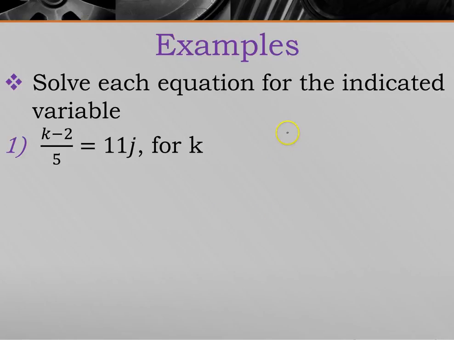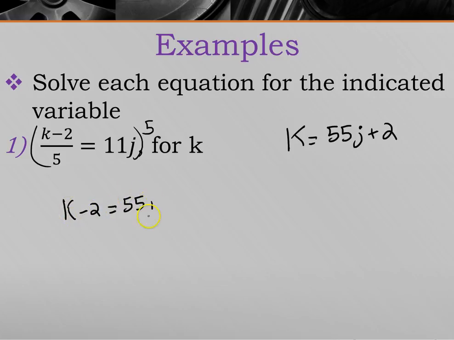Alright, you should be getting for your answer, k is going to work out to be 55j plus 2. And what you should have done is multiplied both sides by 5 first to clear out the fraction, leaving k minus 2 equals 55j. And then just adding 2 to both sides. That gets you the answer you want.